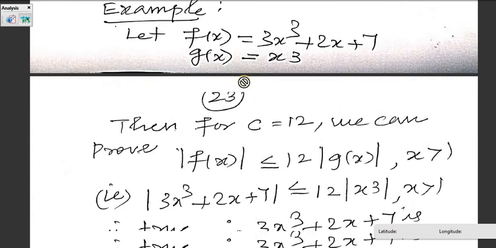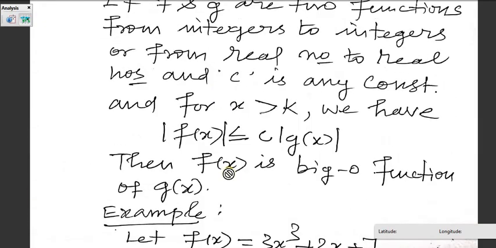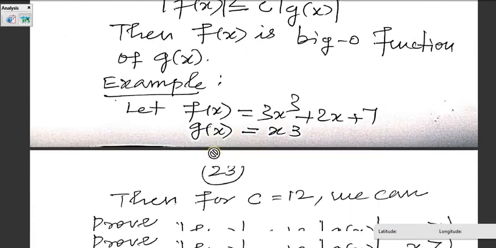Let us look at this. Let f of x equal 3x cube plus 2x plus 7, and g of x equal x cube. Can we write these two, f and g, like this: the absolute value of f of x is less than or equal to some c multiplied by g of x? If this is satisfied, then we say that f is a big O function of g of x.